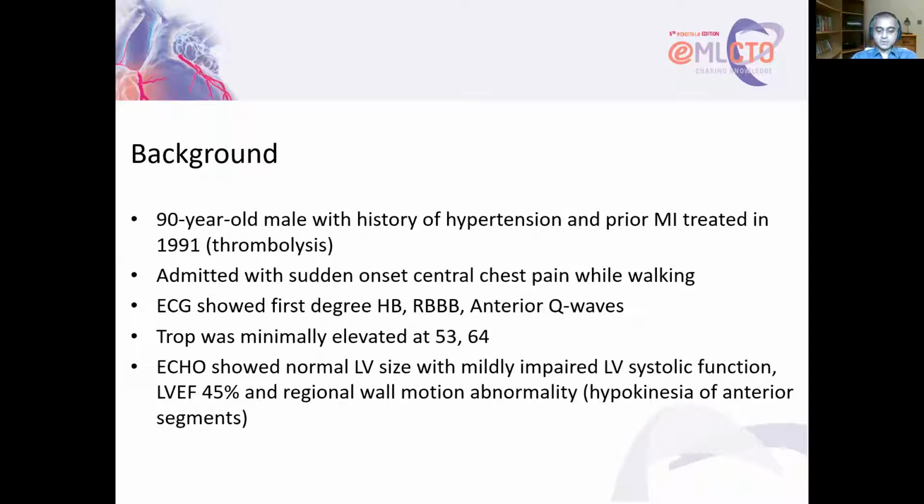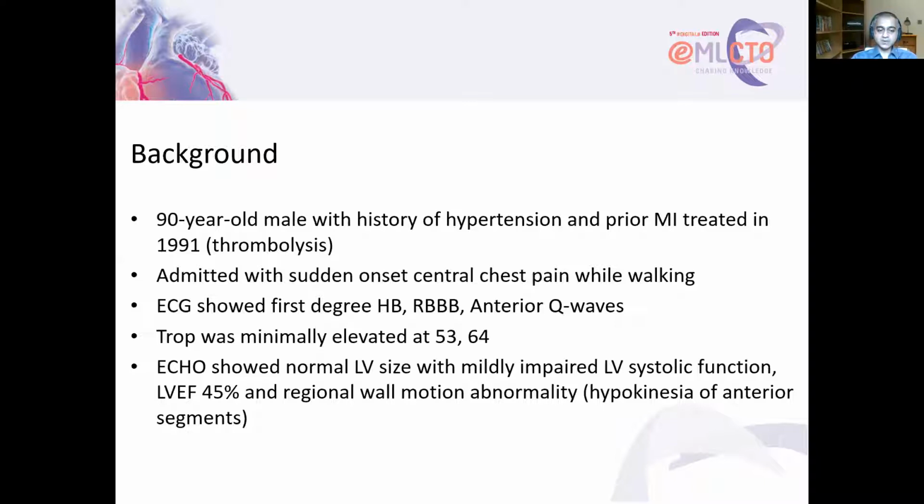So what I've got today is a discussion around a 90-year-old gentleman who was admitted to our hospital. He has a prior history of high blood pressure, and he was previously thrombolyzed for a myocardial infarction in the early 1990s. Now, this gentleman is very robust. He normally walks 2 to 3 miles a day, and he was admitted with sudden onset severe retrosternal chest pain whilst he was out on one of these walks.